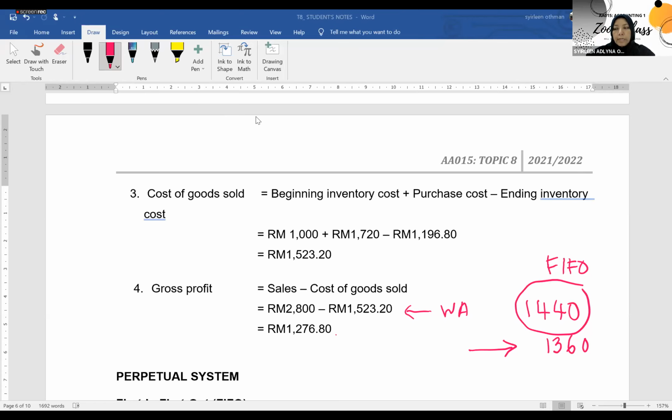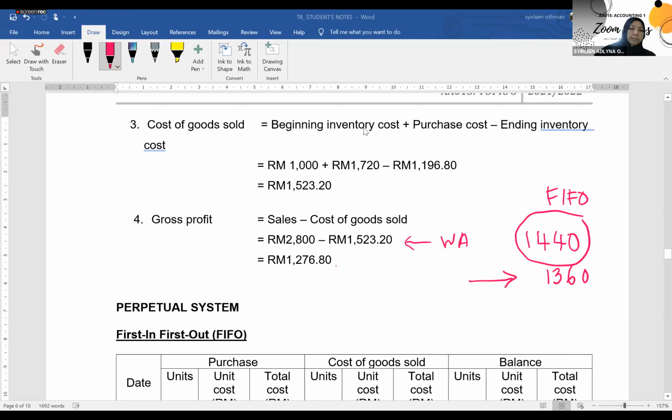Tapi pengiraan walaupun 1 tolak 1 mesti tunjuk. Okay? Sebab nombor tu tak ada dalam soalan. Nombor tu you terbitkan sendiri. Alright? Okay, so that's your periodic. Now we are moving to perpetual system.